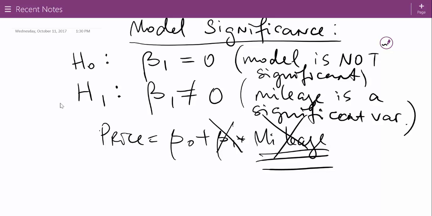All right? Now, here is the $1 million question to you guys. How do we test the hypothesis? How do we pick between null and alternative? What do we compute?